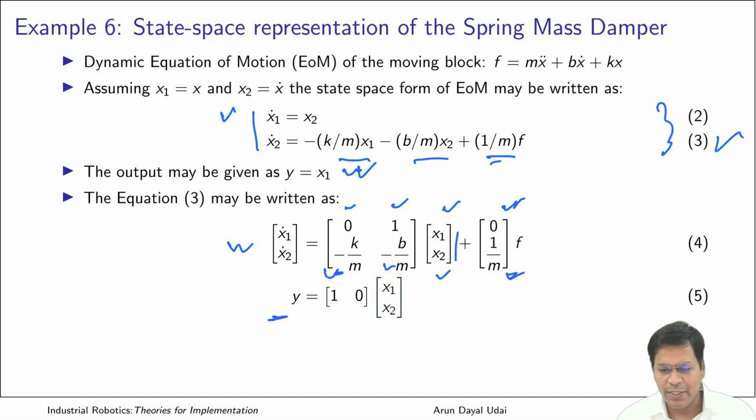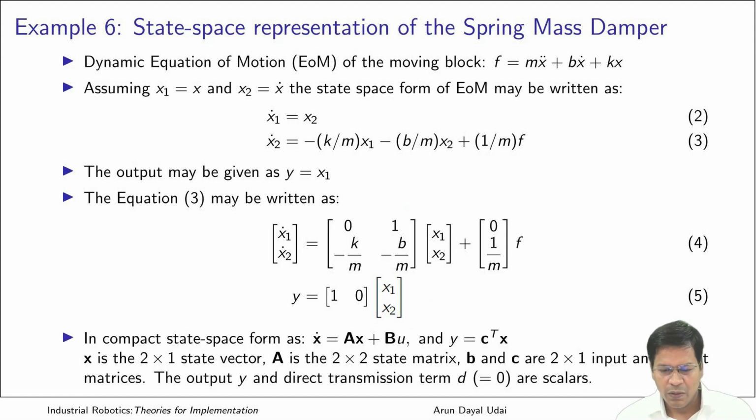And y has got just the x1 term, so it can be written as 1 multiplied by x1 and 0 multiplied by x2. So it is nothing but a simple straight equation. That comes here. So this is your input and output relation. Those are the state space forms now.